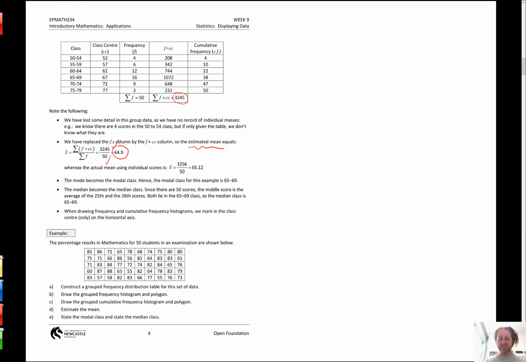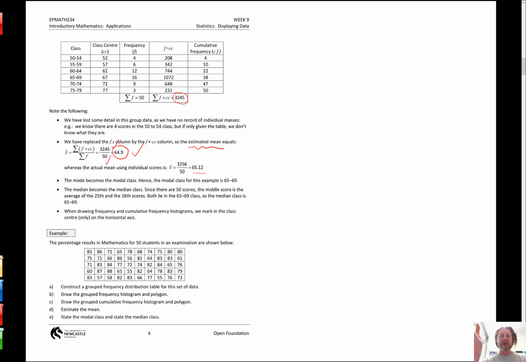Okay, not a biggie, but if we gave you that table, we wouldn't ask you for the mean. We couldn't. We'd have to ask you for an estimate of the mean. And 64.9, again, I like to look at if that's reasonable. 64.9, that's reasonable. My data went from something like 50 to 79. 64.9 sounds pretty good to me. Notice if I had done the actual mean with the real data, it was 65.12. But if I wasn't given it, all I can do is estimate the mean.